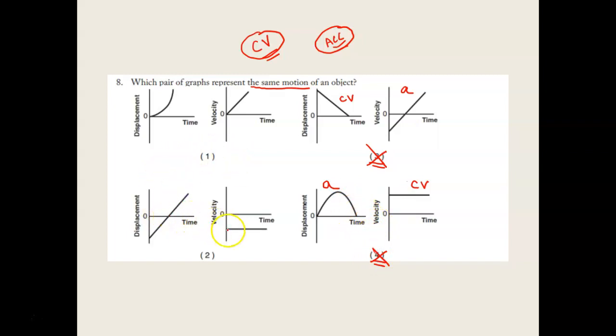Okay, here we see a constant velocity. And here we see linear displacement versus time, which would also be an indication of constant velocity. But this is a negative constant velocity. Think of it as like -3 meters per second. That means you're moving steadily in the negative direction.